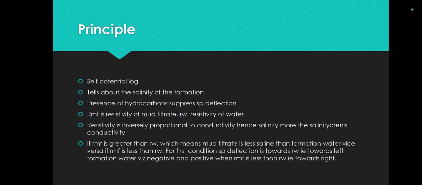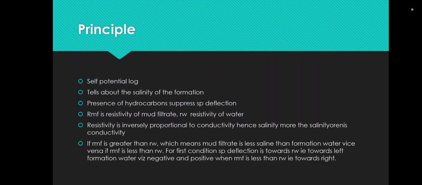There are two terms basically used in the whole SP log, RMF and RW. RMF is the resistivity of mud filtrate, and RW is the resistivity of water. Mud filtrate is something which is used externally, and RW is the resistivity of formation water. Now resistivity is inversely proportional to conductivity, you all know that. Hence, the more the salinity, the more the conductivity. You can relate with that how salinity is very good for letting things be conductive.